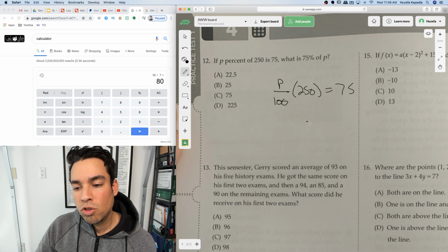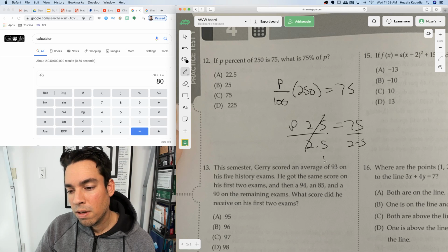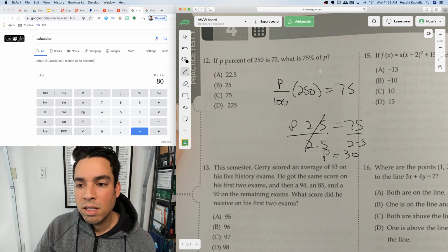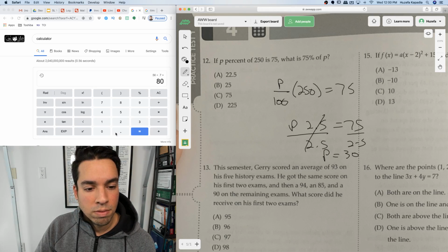So 2.5 P equals 75. Divide both sides by 2.5. I can already tell that's 30, because 75 divided by 25 is 3. Divided by 2.5, factor of 10, it's 30. And then 75% of that is 22.5. I'll double check.